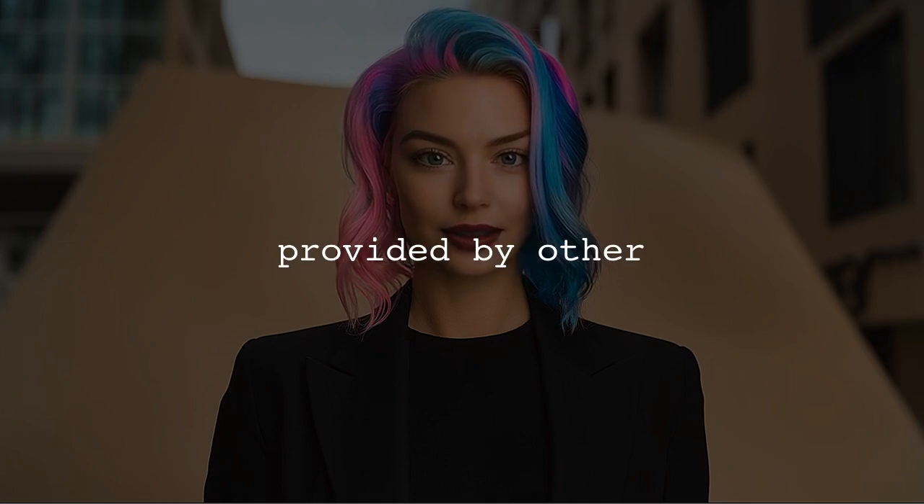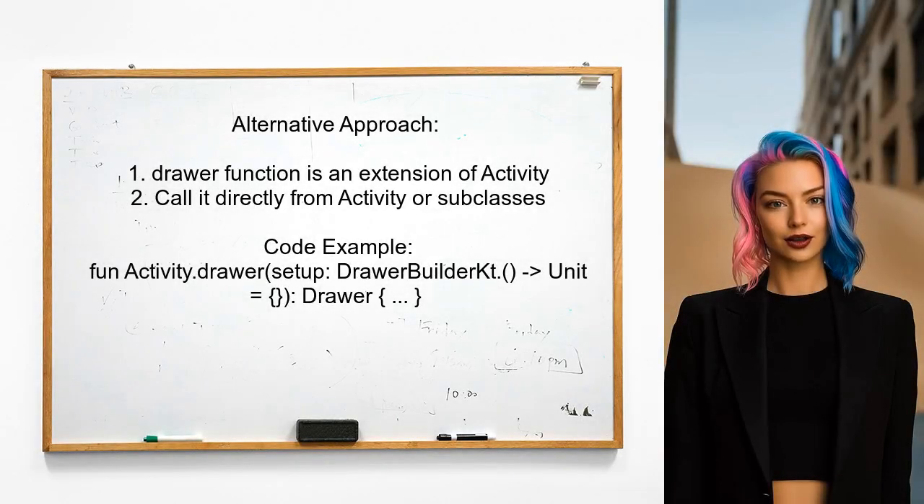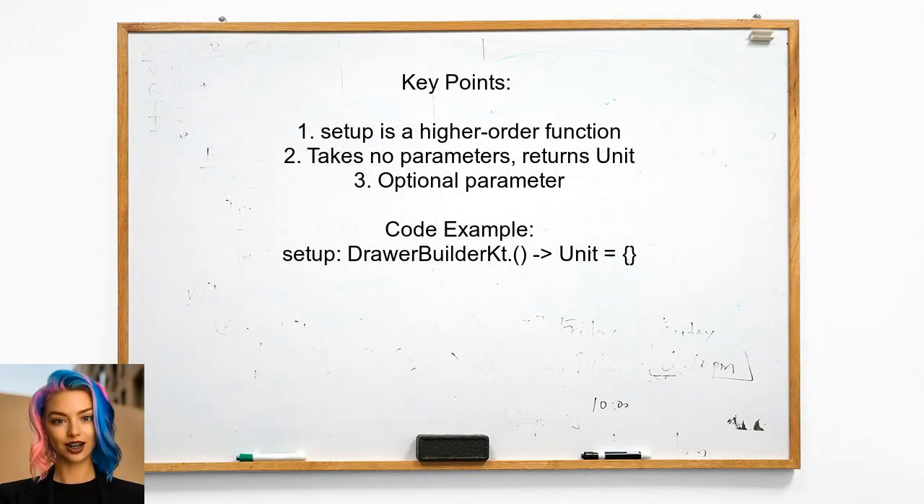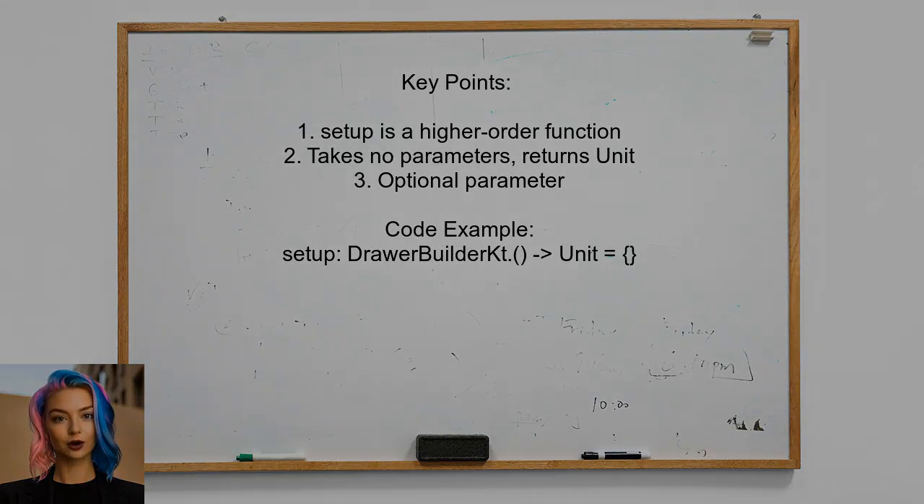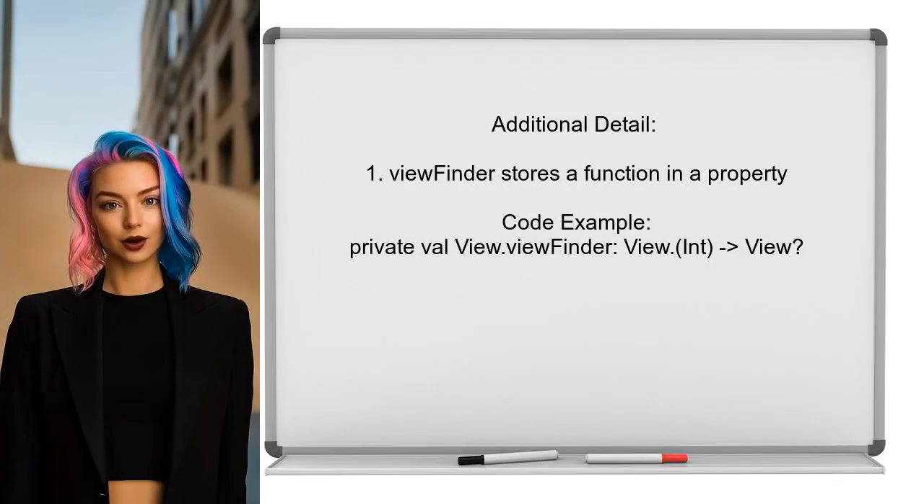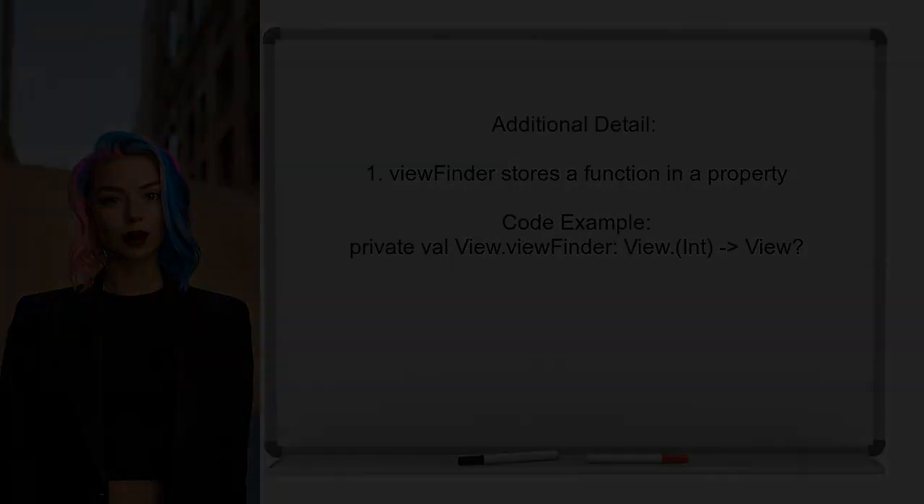Now let's look at the answers provided by other users. According to a user, the drawer function is an extension function for the Activity class. This allows you to call it directly from any activity or its subclass. The setup parameter is a higher-order function that takes no arguments and returns nothing. It can be invoked using an instance of DrawerBuilderKT, and it's optional. Additionally, the viewFinder property stores a function that can be called on a View instance, allowing for more flexible code.